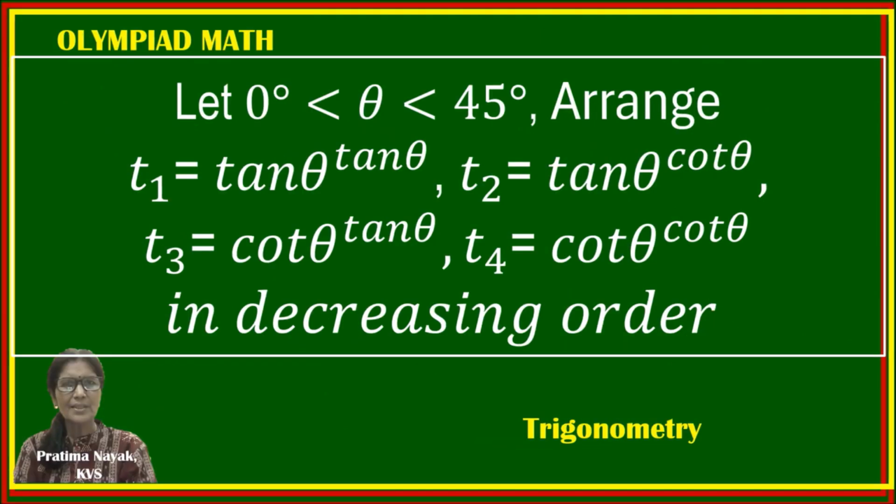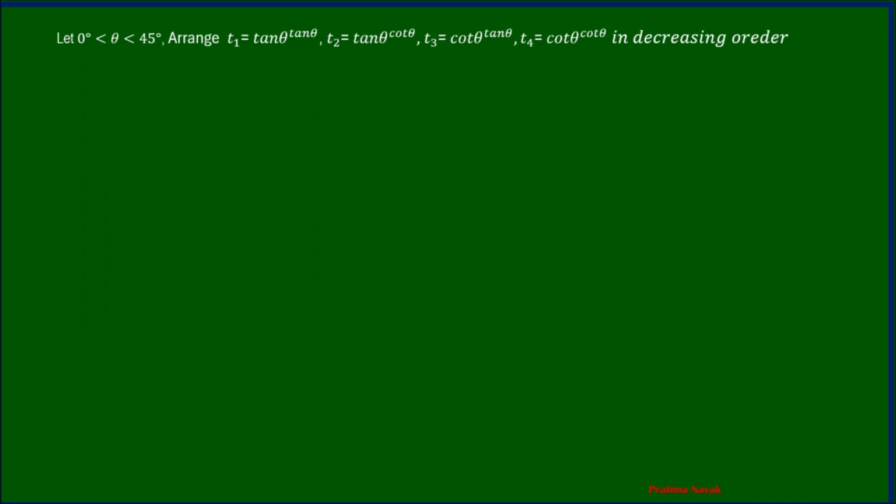So let 0 degree be less than theta less than 45 degree. That means theta is in between 0 to 45. Arrange T1 which is tan theta power tan theta, T2 which is tan theta power cot theta, T3 which is cot theta power tan theta, and T4 which is cot theta power cot theta in decreasing order. So four terms are given. We have read the question.